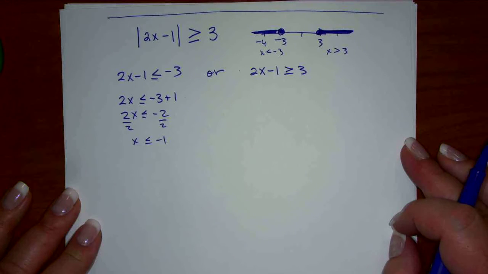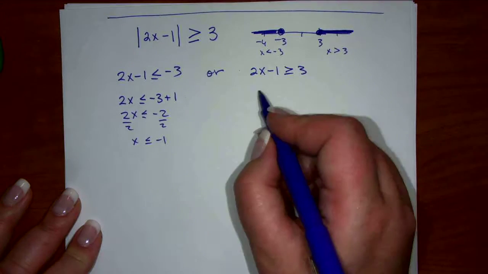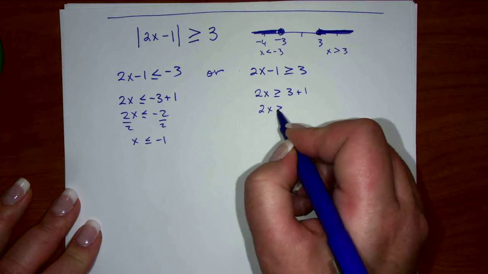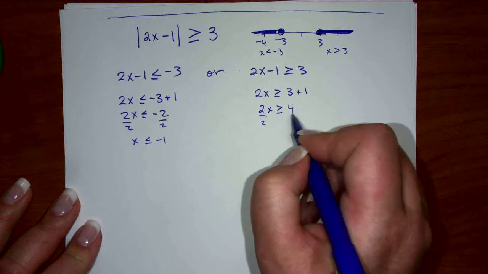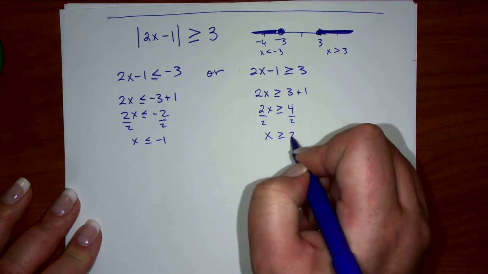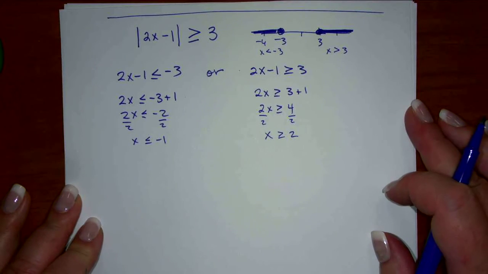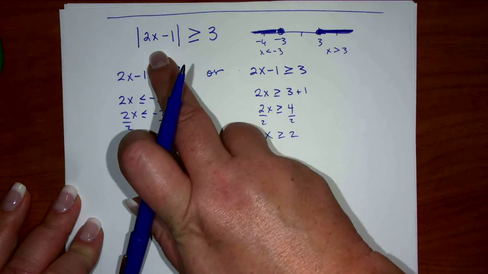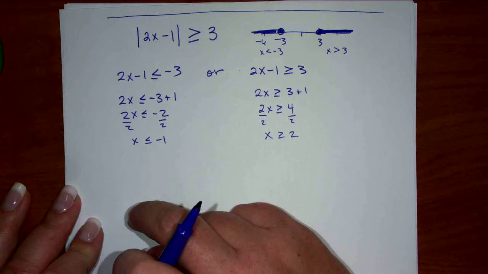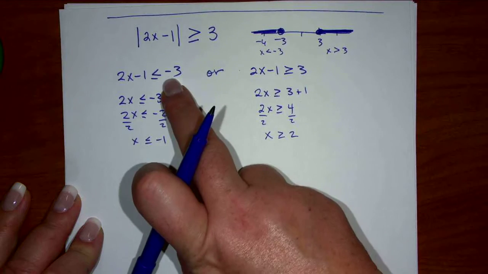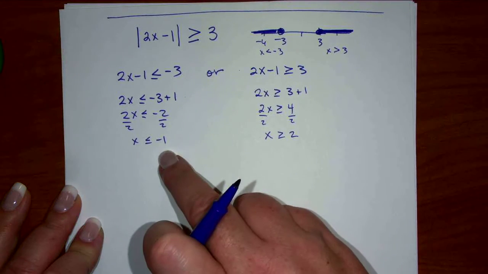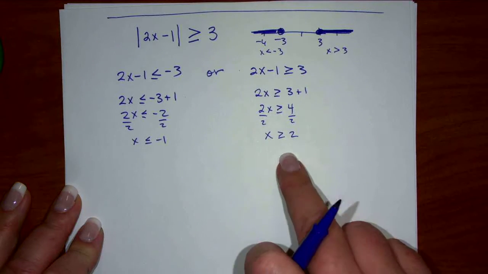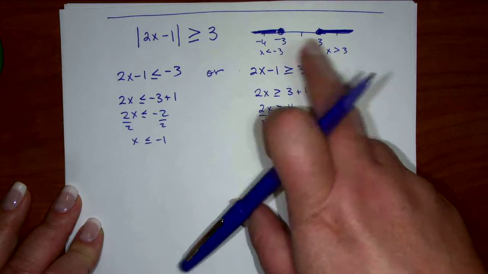So the first one, x is less than -1. And x is greater than 2. What would happen if you plug -1 in here? What would you get, do you think? -3. So that's like the -3. When you plug 2 in here, you get +3. So those are the equivalent.